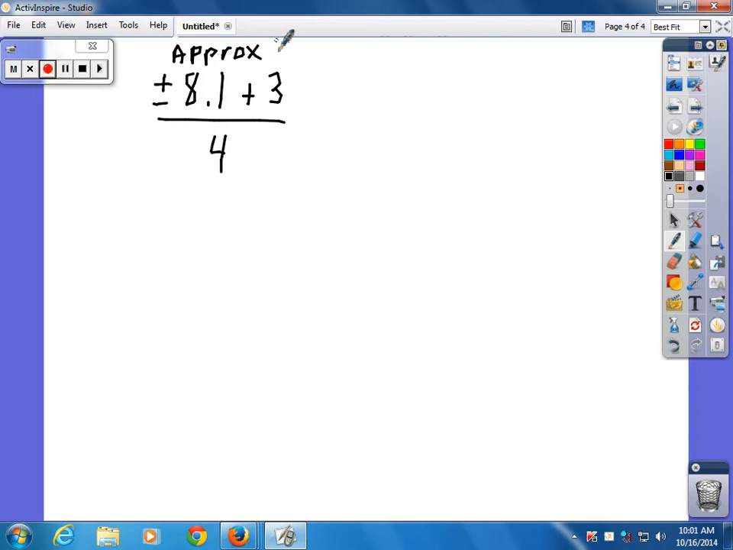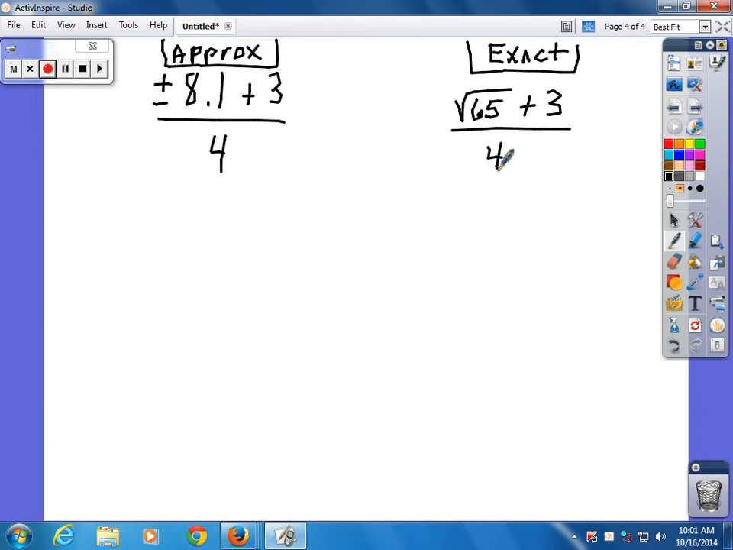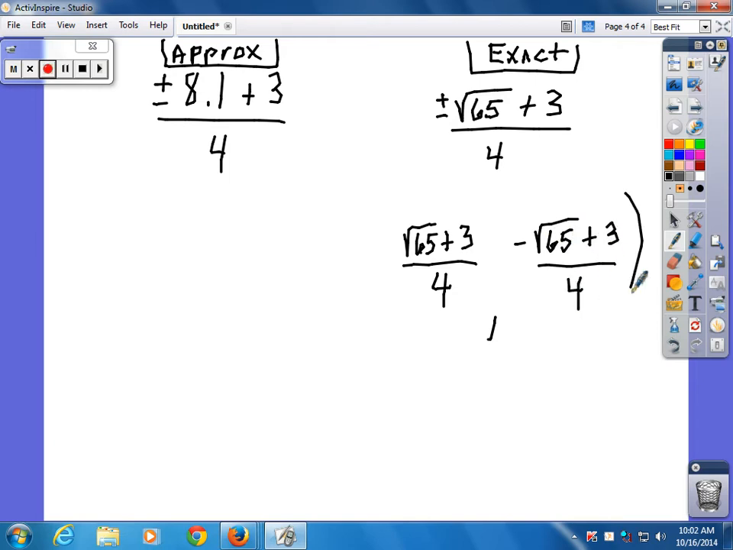Did I show y'all approximate versus perfect or exact? Okay, well, I'm just going to remind y'all. Exact would be the square root of, what was it, 65 plus 3 over 4. Or they might write it like this in the homework or test. Positive square root of 65 plus 3 over 4, comma, negative square root of 65 plus 3 over 4. And then we'll put it in spaces or something like that. So this is your answer in the exact form. Exact means that you leave the radical in the answer.